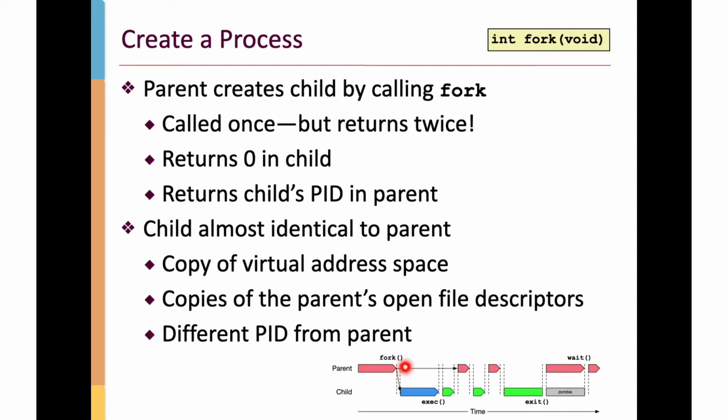We're basically at this spot in the cartoon. The fork took place, it returned in the child, and the child can figure out that it was the child by looking for a 0 return value. It also returned in the parent and allowed it to continue to execute going forward.